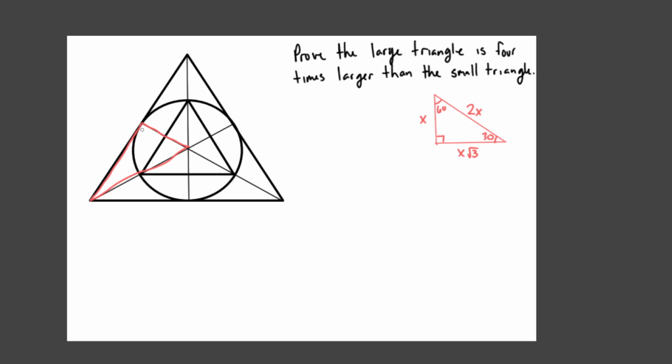I know this is a 90-degree angle here because it is a perpendicular bisector. Down here, I know this is going to be 30 degrees because it's a 60 degrees that's been cut in half, which means this must be 60. So I have my 30, 60, and 90 triangle.